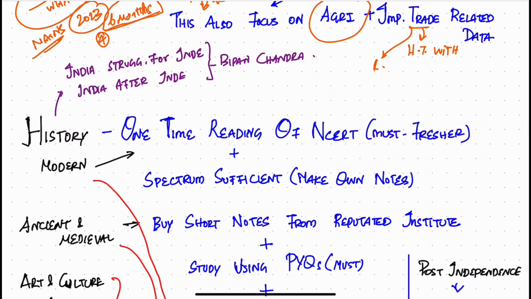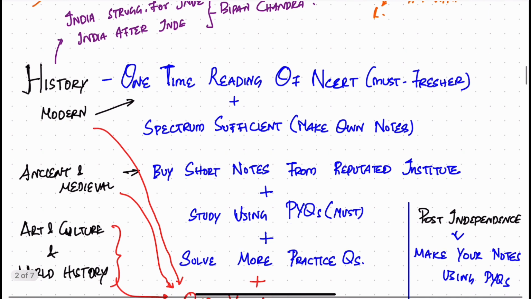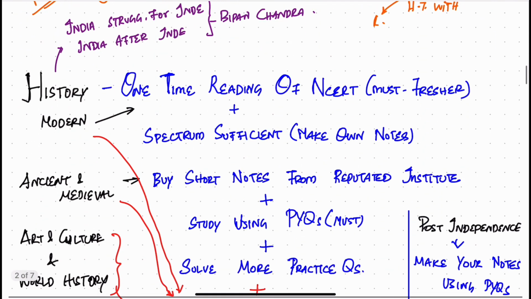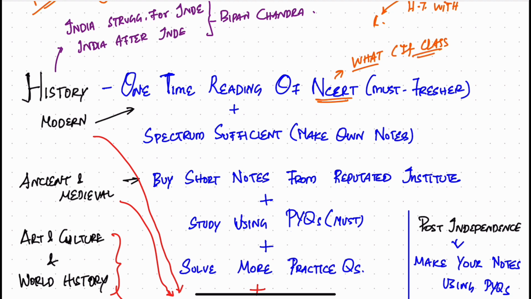Then for modern history, one-time reading of NCERT is a must, because you don't know what happened. If you attend some classes, you don't have to read the NCERT. But if you are a fresher, or if you didn't listen to the class properly, or you didn't understand in the class, just read the NCERT. That is a must for a fresher. NCERT means just school books, new NCERT or old NCERT, that is sufficient.